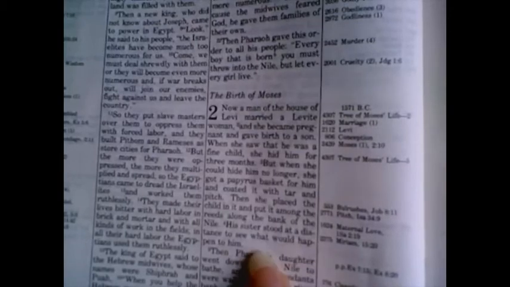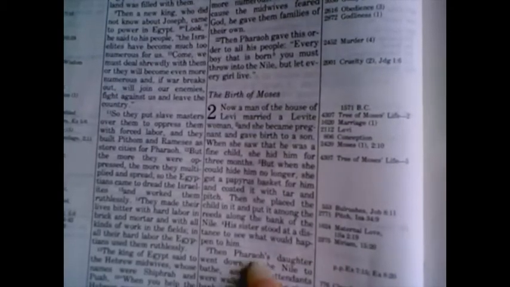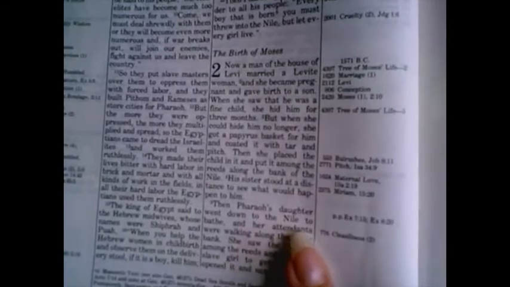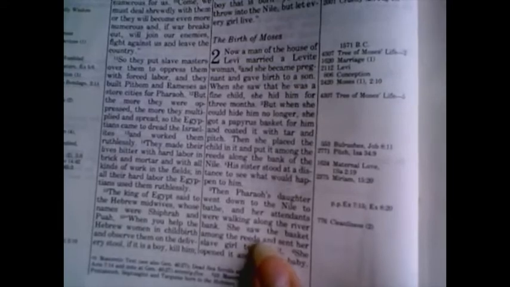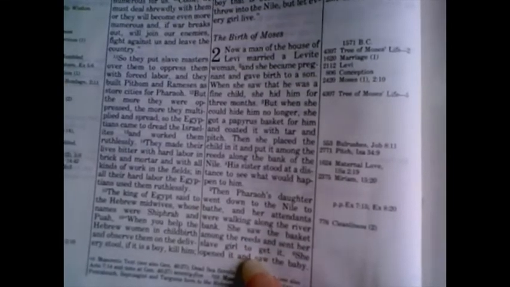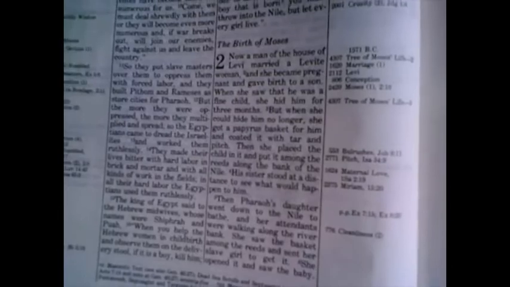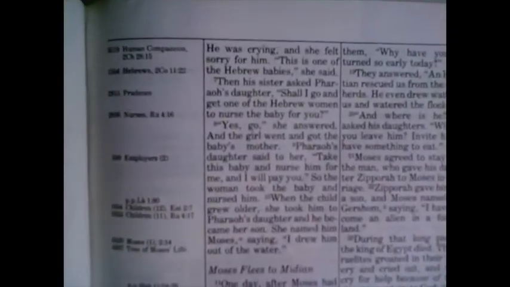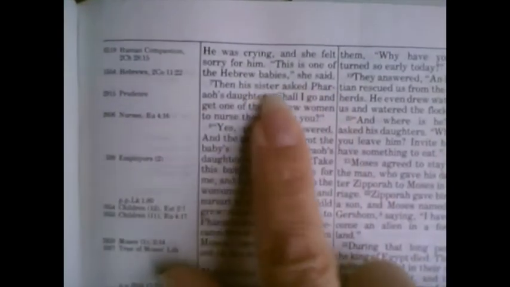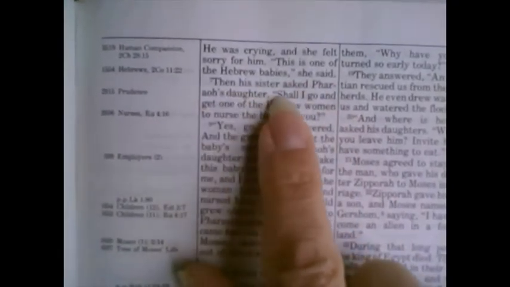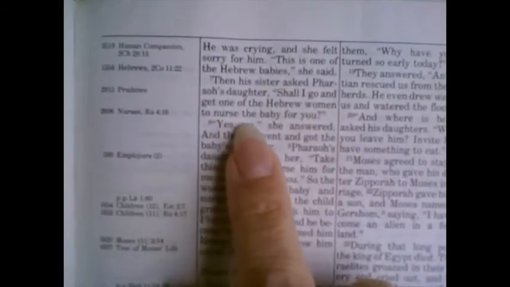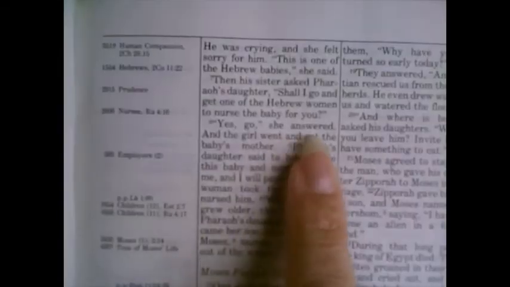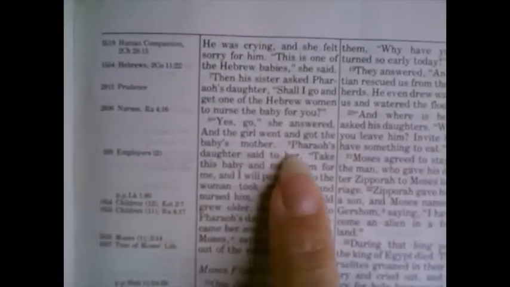"His sister stood at a distance to see what would happen to him. When Pharaoh's daughter went down to the Nile to bathe, and her attendants were walking along the river bank, she saw the basket among the reeds and sent her slave girl to get it. She opened it and saw the baby. He was crying, and she felt sorry for him. 'This is one of the Hebrew babies,' she said. Then his sister asked Pharaoh's daughter, 'Shall I go and get one of the Hebrew women to nurse the baby for you?' 'Yes, go,' she answered. And the girl went and got the baby's mother."